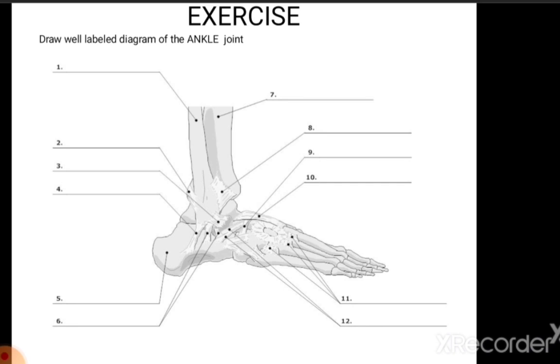And this is the exercise for you in your file. This exercise should be done in your file. You have to first draw this diagram and use green color for the ligaments, and then label all the structures which are mentioned over here.